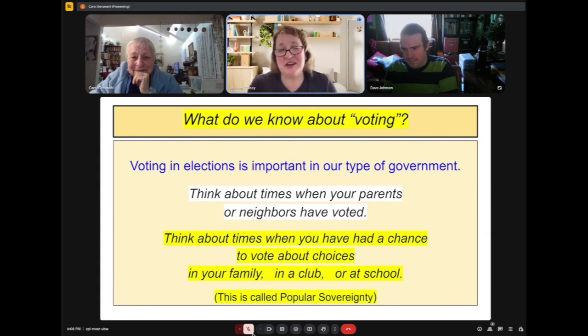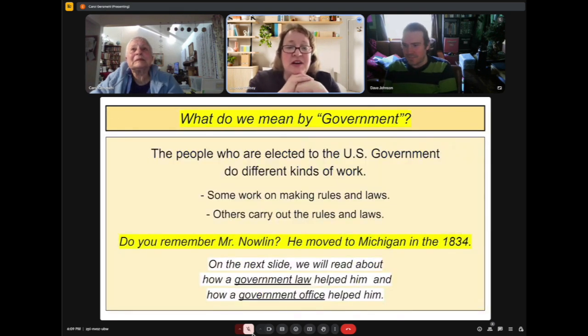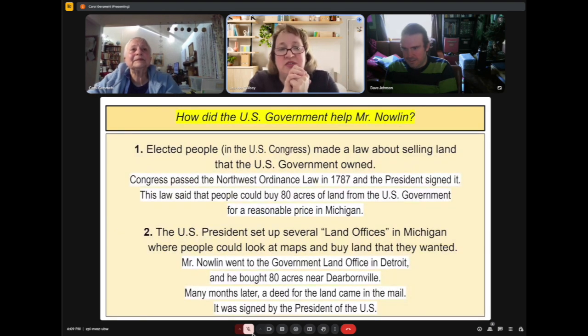Of course, now we're in Unit 4. So after doing this for a year, maybe teachers can use it at the beginning of their next year. What do we mean by government? The people are elected to the U.S. government and do different kinds of work. They make rules and laws, and then others carry out the rules and laws. And we always wanted to come back full circle to Mr. Noland. He moved to Michigan in 1934, and the government helped him to be successful. And so then, Carol, you are right on it.